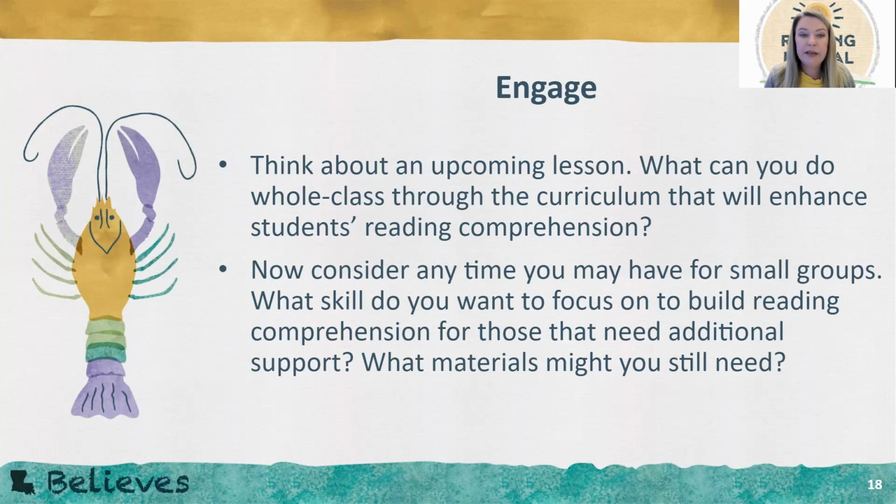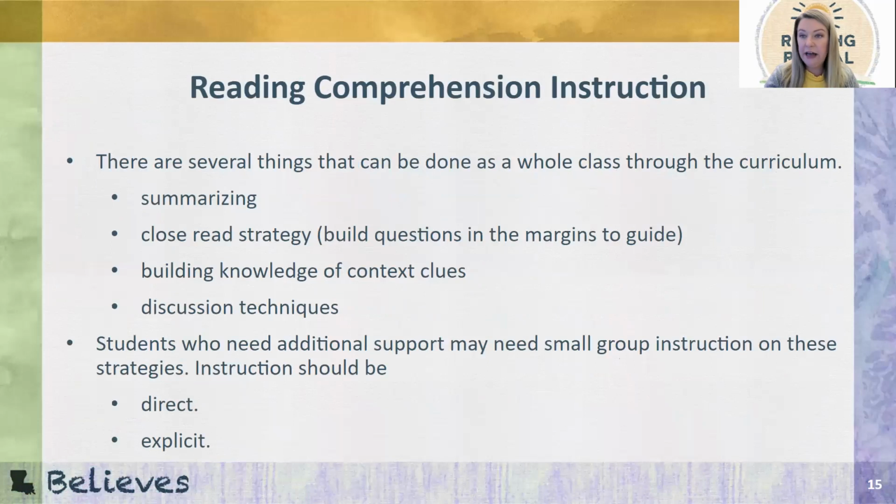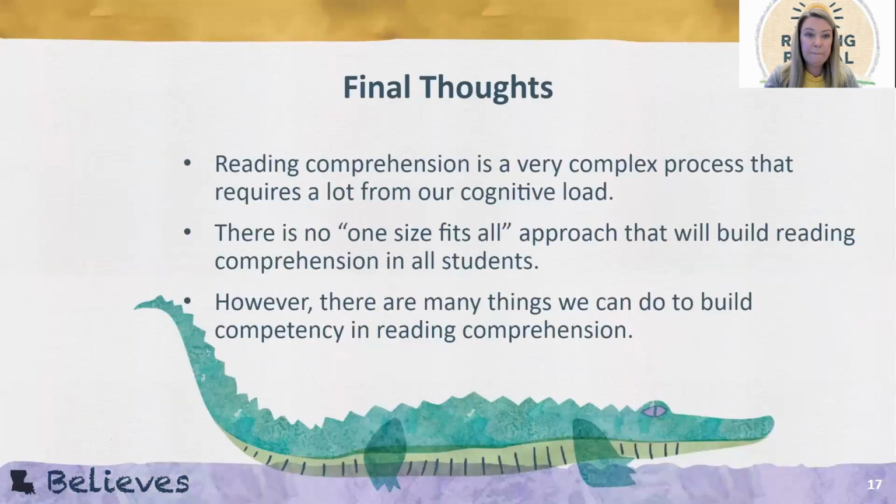So think about that. Now consider any time you may have for small groups. And I recognize that in 6-12 this is probably going to predominantly happen, if you do get the opportunity, in an English language arts class. But if you have any intervention time at all, I want you to think about what skill you want to focus on to build reading comprehension for those that need that additional support. What skill? And again, we go back to this slide. There's other skills, but these are some main ones that you can use to help build.